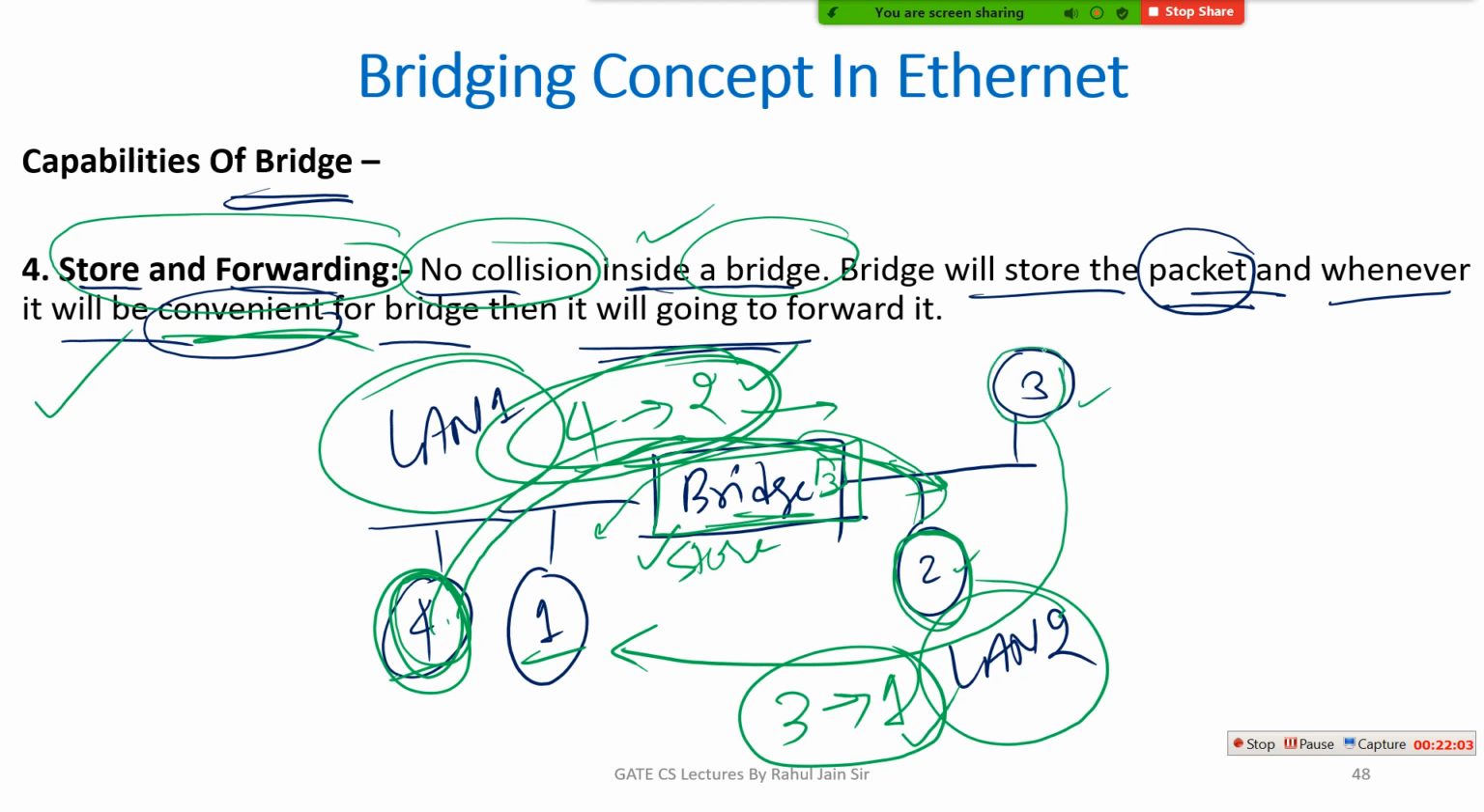At the same time, this third PC also wants to send information. Means at the same time 4 wants to send a message to 2, and at the same time 3 wants to send a packet to 1. So what will happen in that case?